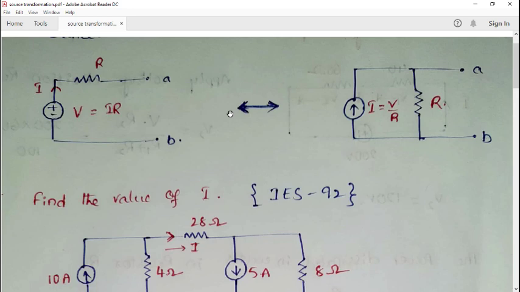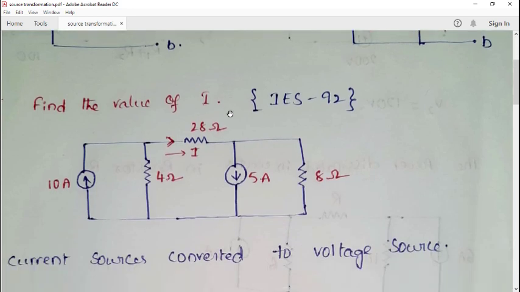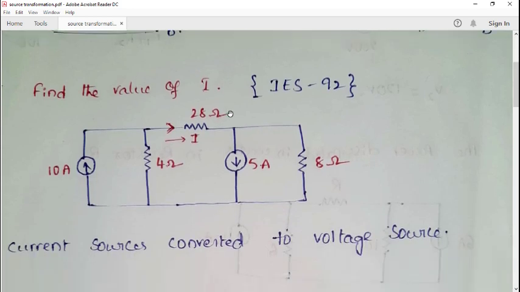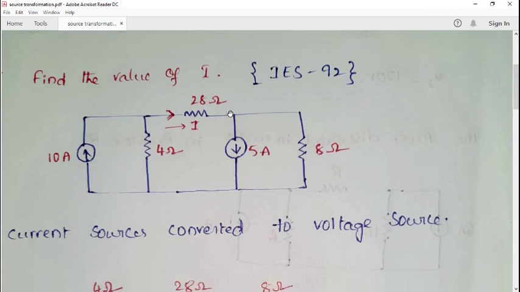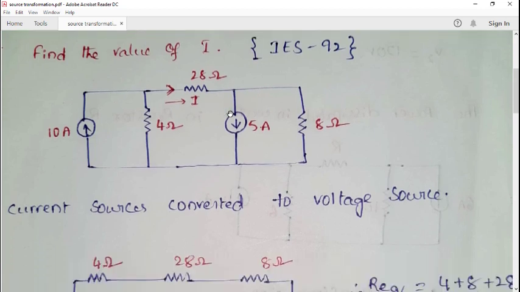Let us understand with one example which was asked in the Engineering Services Examination 92. Find the value of I. So this is the circuit we have been given. While solving this kind of problems by applying source transformation, the direction of the voltage source and current source are very important. So let us find what is the current I by using source transformation.